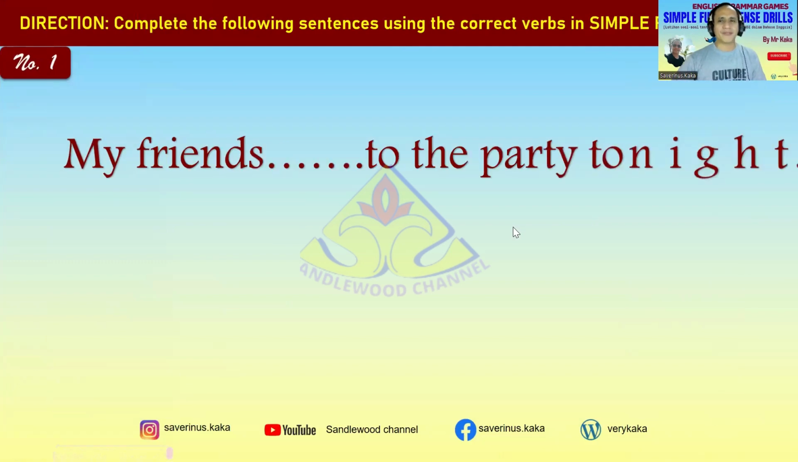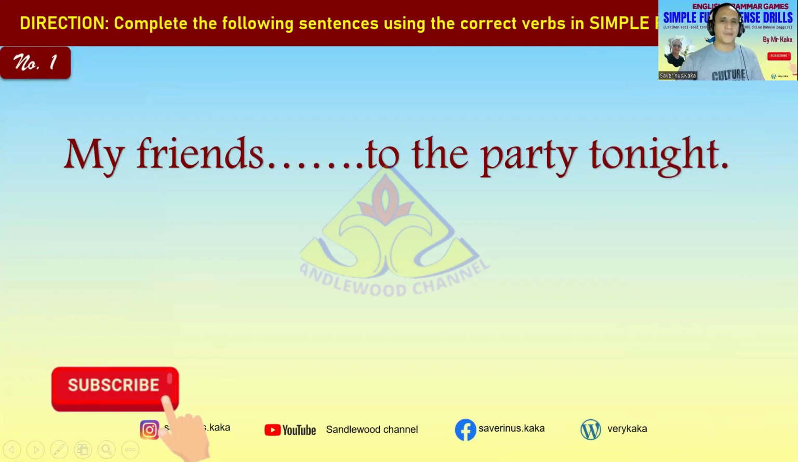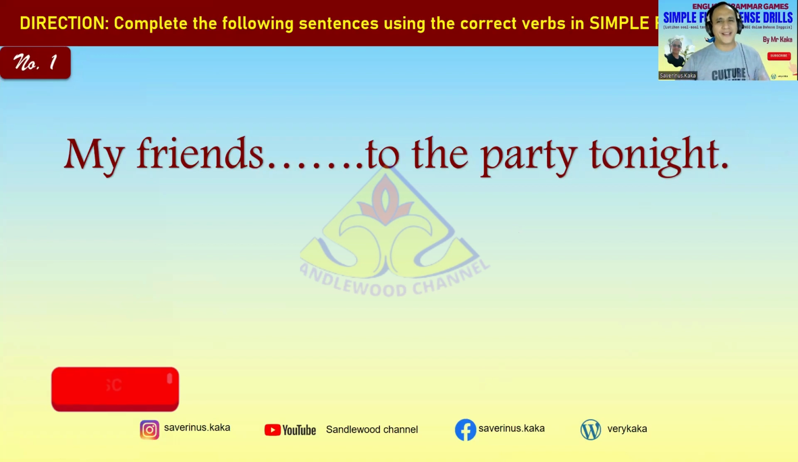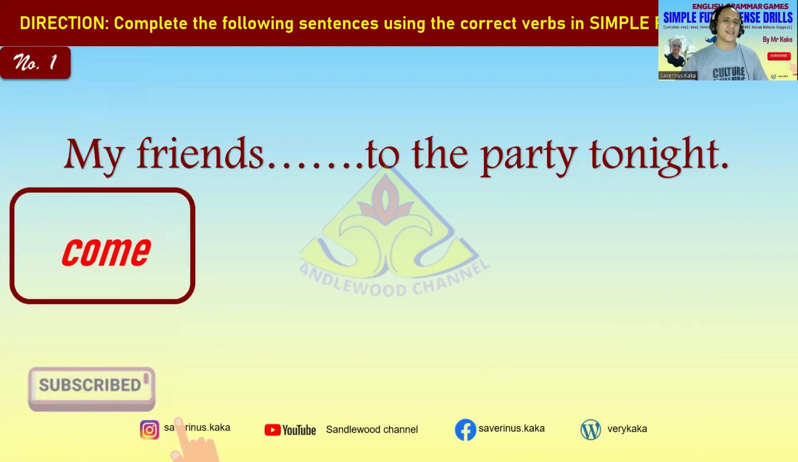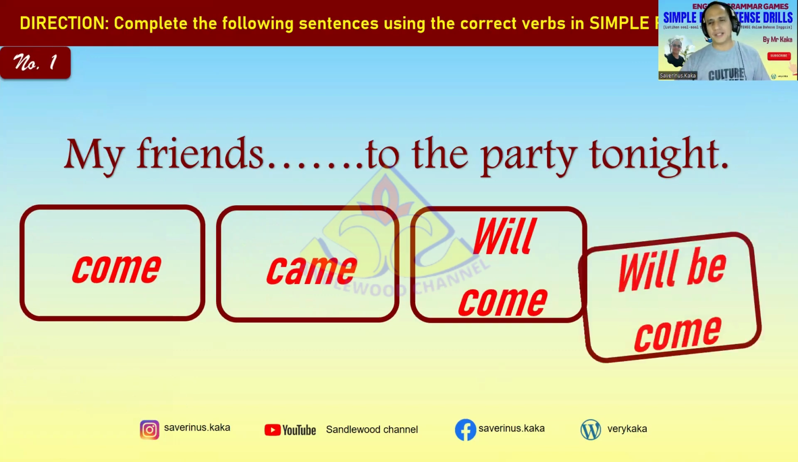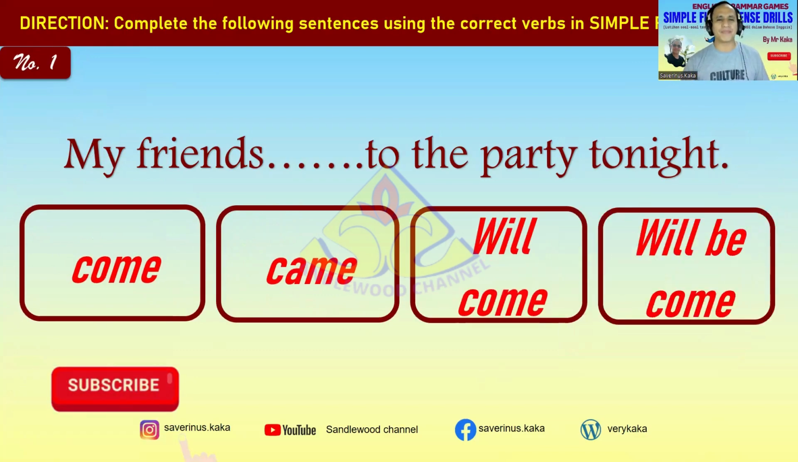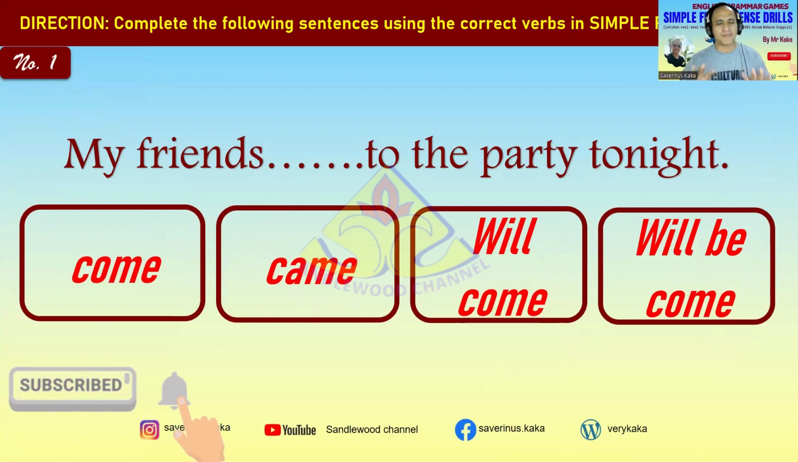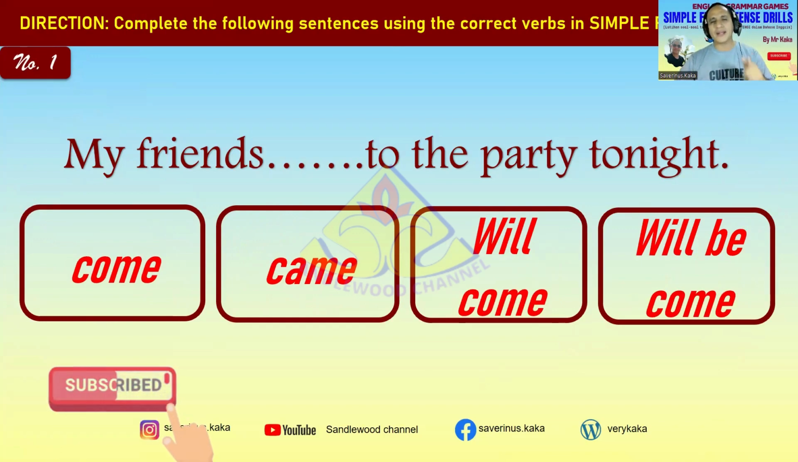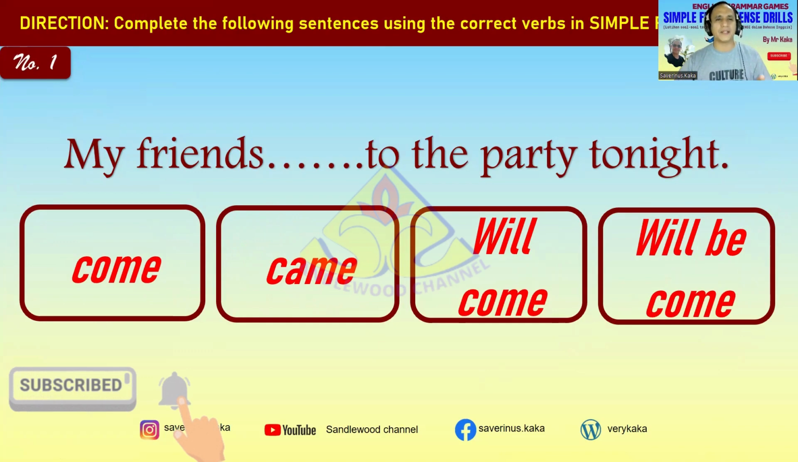Let's start from question number 1. My friends, blank, to the party tonight. Which one is the correct answer? Is it come, came, will come, or will become? Please choose the best form of a verb to complete the sentence here. And you have to pay attention, we are discussing about simple future tense. Check it out, the correct answer.